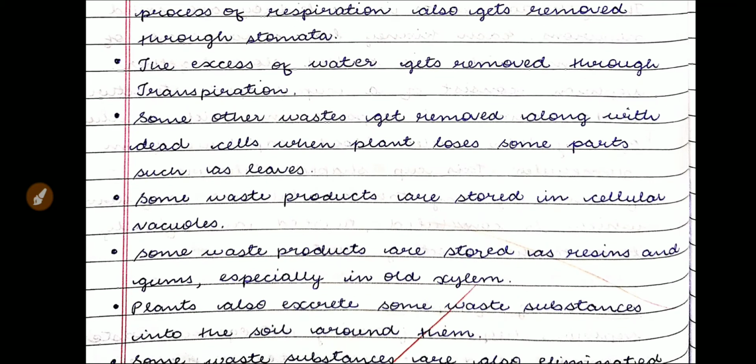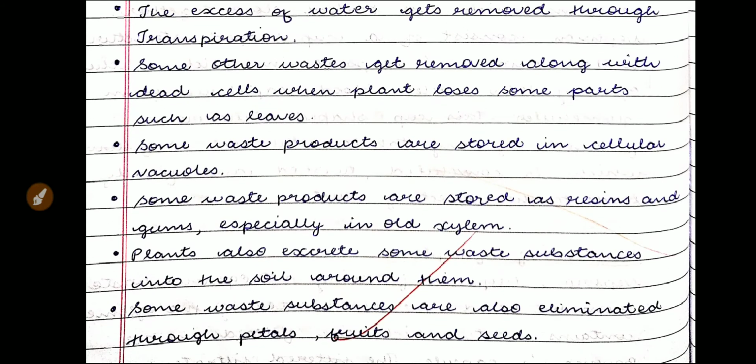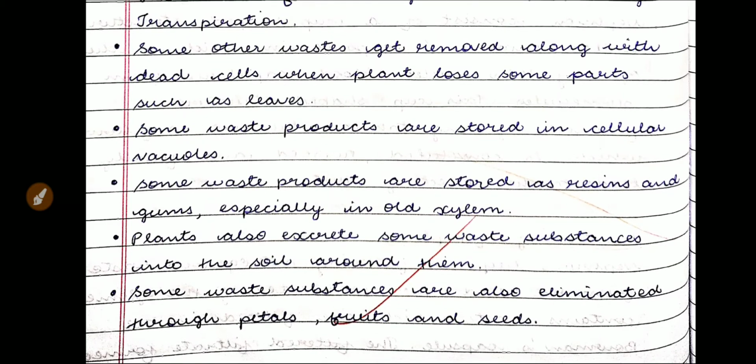Some waste products are stored in cellular vacuoles. Next, some waste products are stored as resins and gums, especially in old xylem. Plants also excrete some waste substances into the soil around them. Some waste substances are also eliminated through petals, fruits, and seeds.